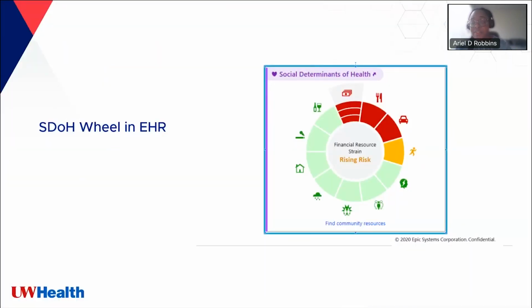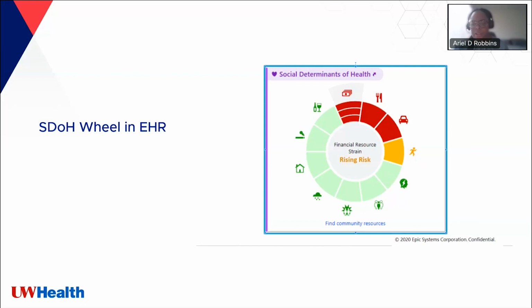So after you fill out those screening questions, this is just a visual of what the actual social determinants of health wheel looks like. When you have a high-risk need identified, that shows in red. When it's medium or rising risk, that shows in yellow, and low risk is in green.